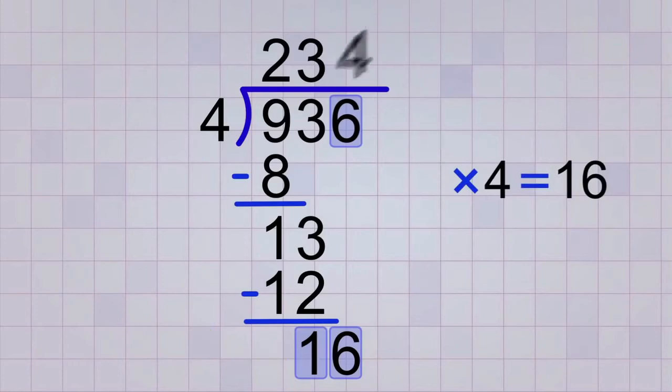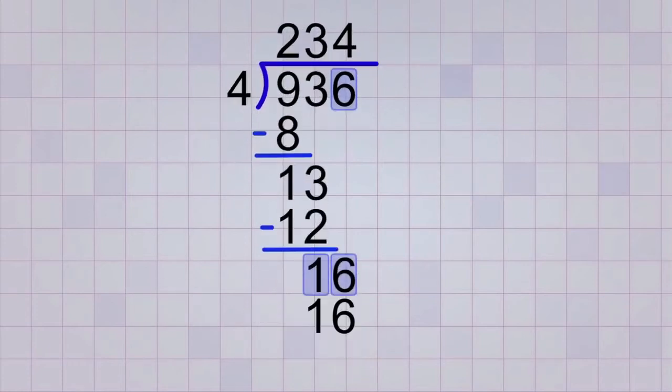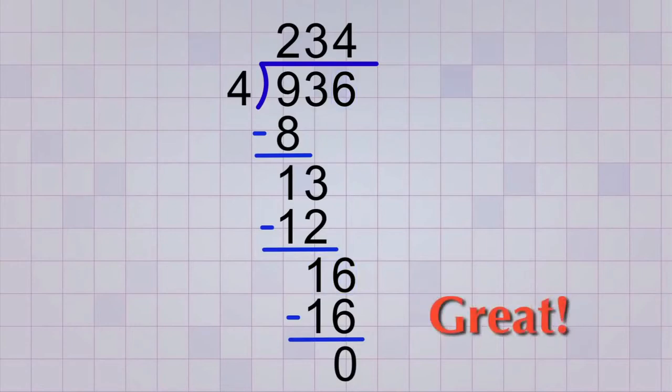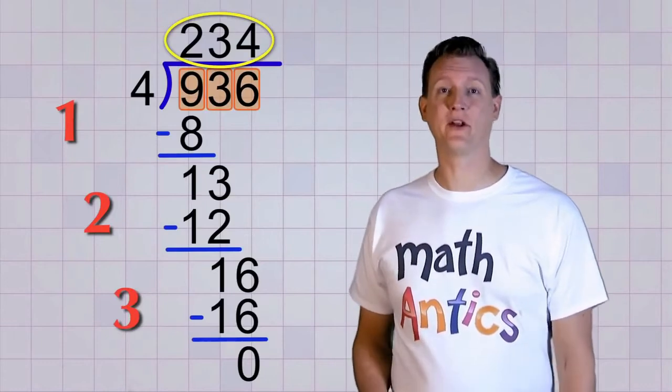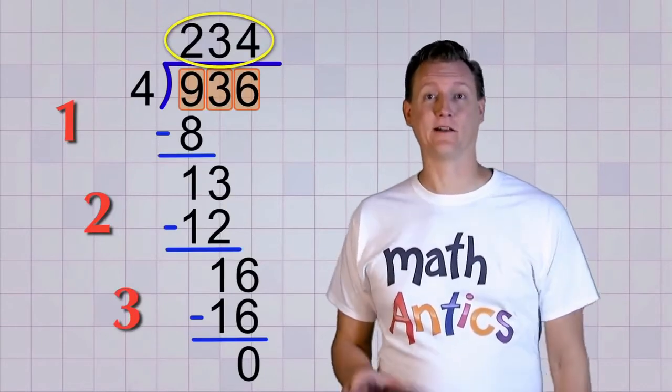So we put a 4 in the last place of our answer line, and then we write the 16 below our new remainder. Now, if we subtract 16 from 16, we see that our last remainder will be 0, which means there's no remainder left. That's great! We solved the whole division problem digit by digit by breaking it up into 3 basic division steps. And now we know that 936 divided by 4 equals 234. And we also know why they call it long division.